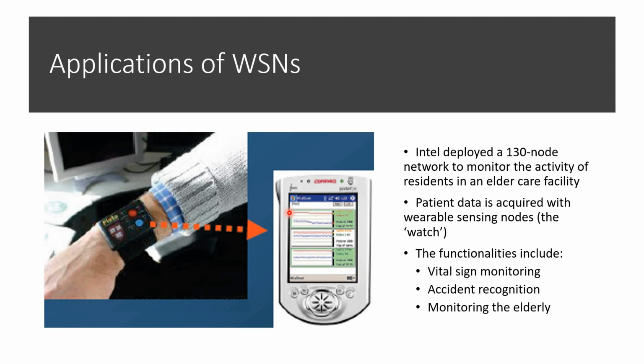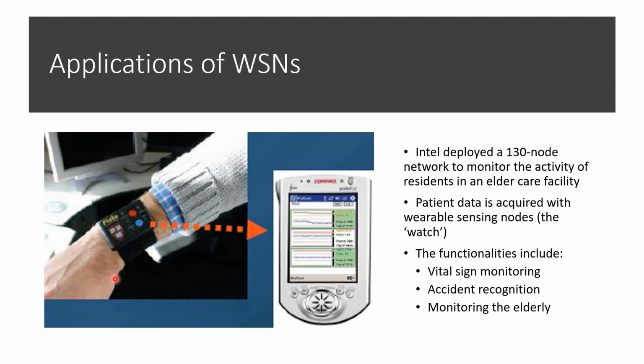This is another application of wireless sensor networks. Intel deployed a 130-node network to monitor the activity of residents in an elder care facility. Activity means what they're doing, what their current heart rate is, and so on. Patient data is acquired with wearable sensor nodes, which are watches. The figure is given here.